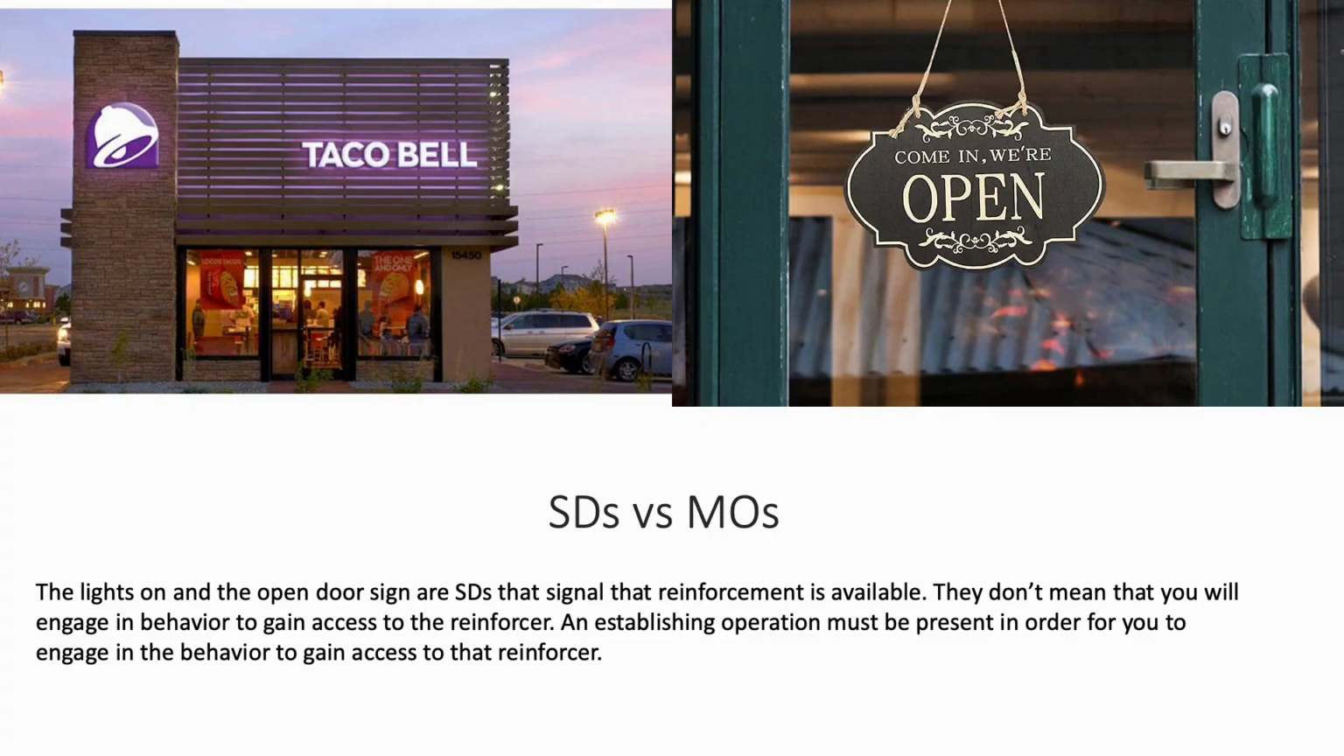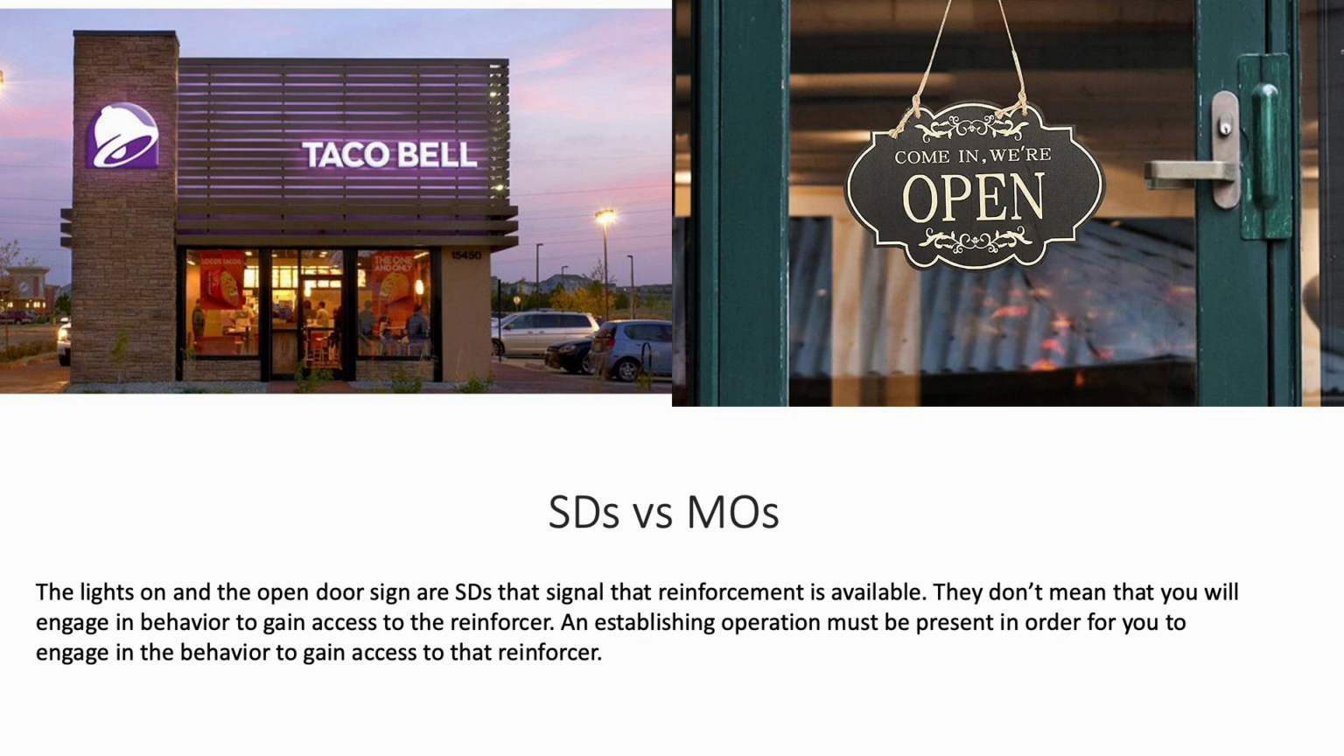Okay, so now I want you to think about this. I mentioned to you guys that the open sign is an example of an SD. This is an antecedent stimulus that signals to us that reinforcement is available for us if we were to engage in behavior. An SD does not mean that we will engage in behavior. We don't engage in behavior every single time that we are in the presence of an SD. Okay, there are other driving factors that may make us more likely to engage in behavior in the presence of SDs, or less likely to engage in behavior in the presence of those SDs.